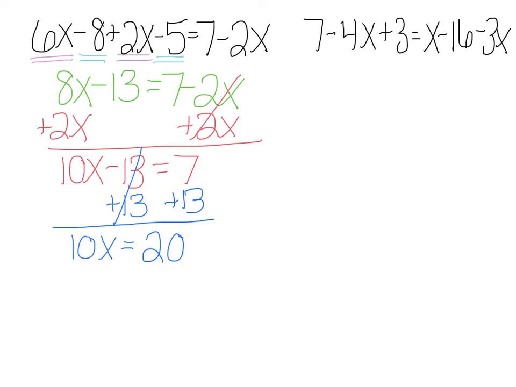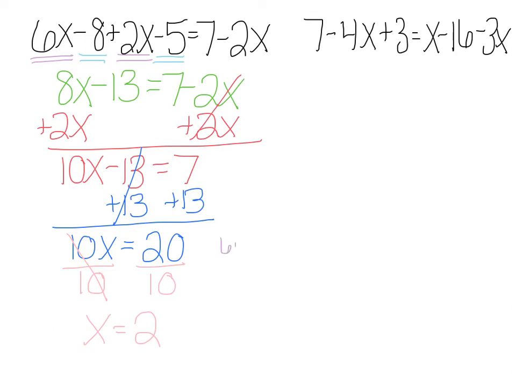My last step, I'm going to get rid of the 10x by dividing. So I'm going to divide both sides by 10. This is going to cancel out, and x is going to be equal to 2. Plug that answer in, and you can see if you did it right.